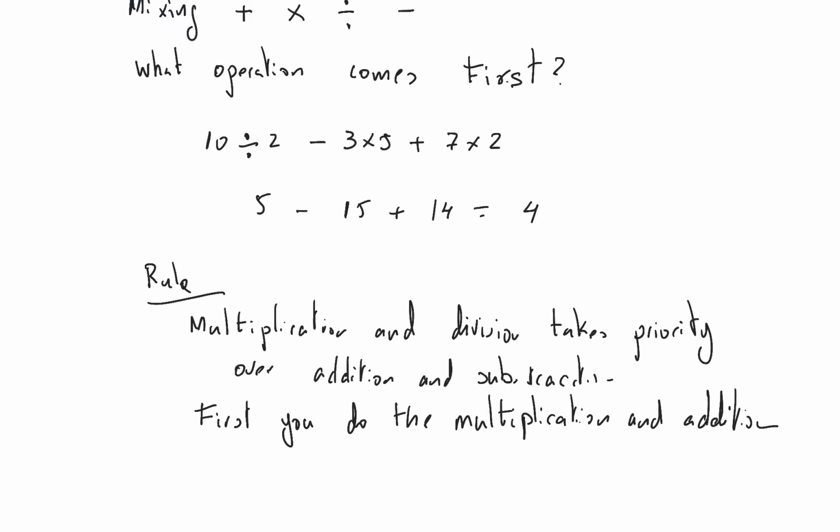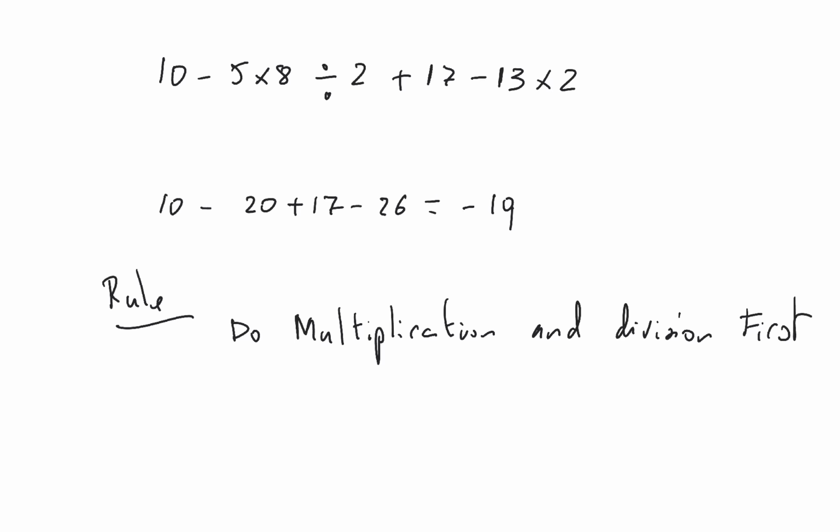Okay, so the rule is like this: multiplication and division take priority over addition and subtraction. First you do the multiplication and division, and after that, you do the addition and subtraction. Okay, another example. 10 minus 5 multiplied by 8 divided by 2 plus 7 minus 13 multiplied by 2. So we do multiplication and division first, and later on addition and subtraction.